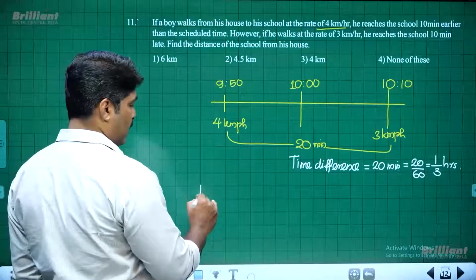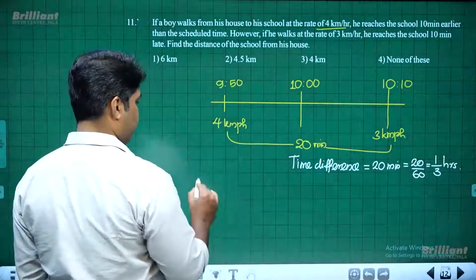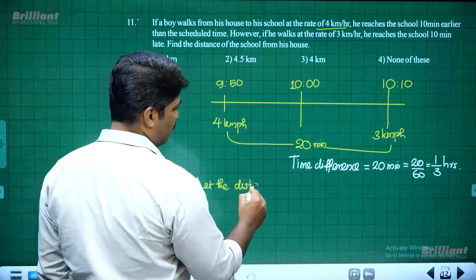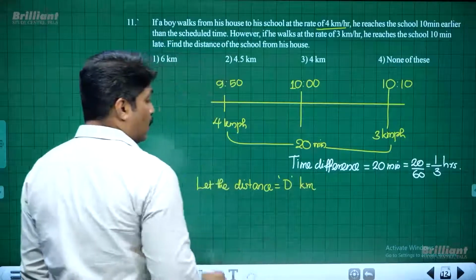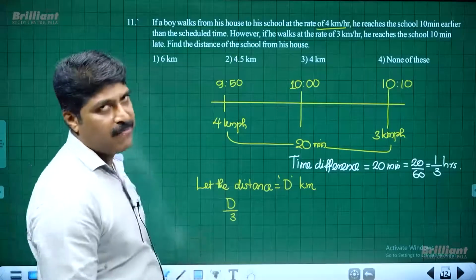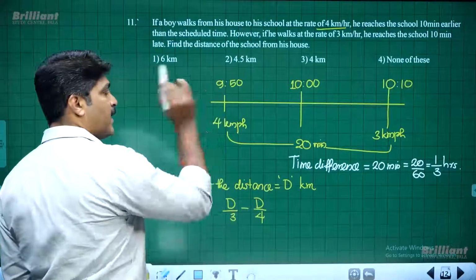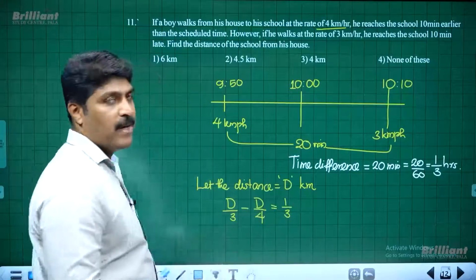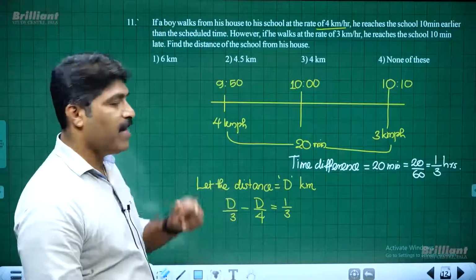Let the distance be D kilometers. If he is traveling at 3 km per hour, this is the time taken for that trip. Instead, if he is traveling at 4 km per hour, that's the second time. So this total time difference is 20 minutes, or 1/3 hours. You just simplify this step of operation, and you will get the value of D.